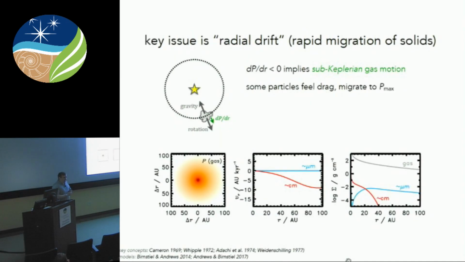But let me explain the physical problem and why solving that problem is important to planet formation theory. The key problem in the buildup of planetesimals is that the solids actually move. They're not static and sitting and rotating around the star.